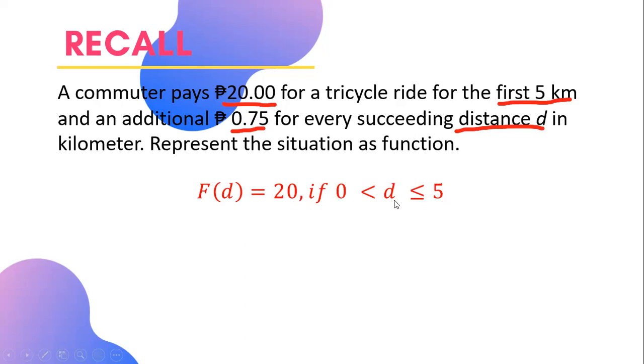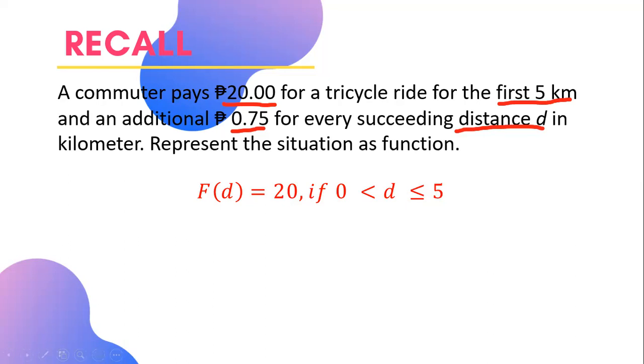Meaning if you travel less than a kilometer, you still need to pay 20 pesos. That's why we have the condition that d must be greater than 0. If d is equal to 0, then you don't have to pay, because that means you are not traveling. For example, if you ride a tricycle from Quezon National High School going to 7-Eleven, you still have to pay 20 pesos, even if it is that near.